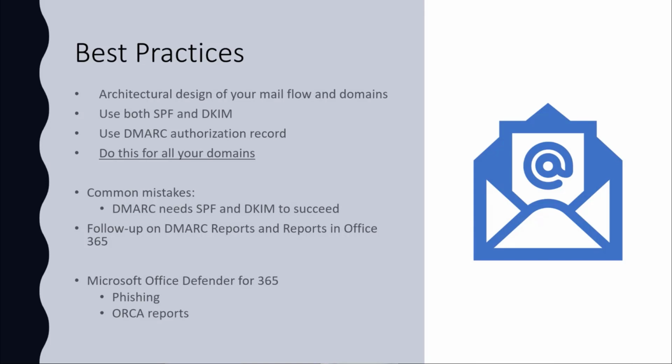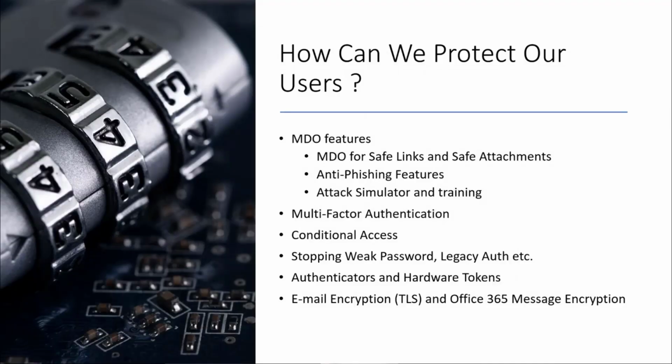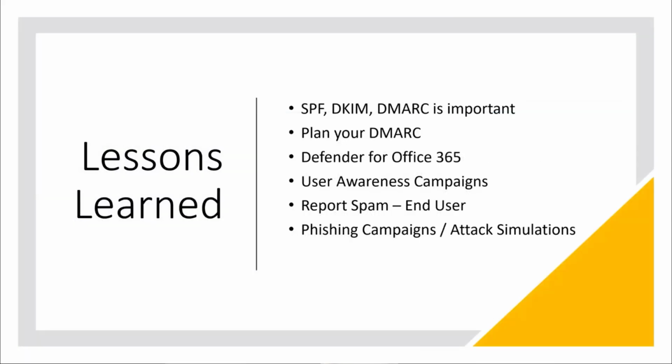And with Office 365, configure the phishing policies and use the configuration analyzer to follow up if your configuration seems to be in place. This is just some examples of SPF. Other ways of protecting our end users are multi-factor authentication, conditional access, looking into passwords and so on.